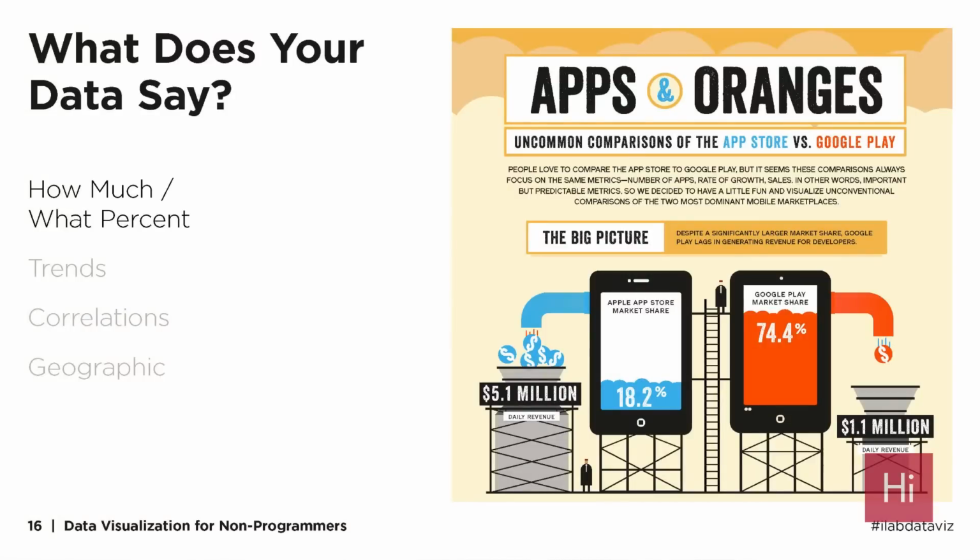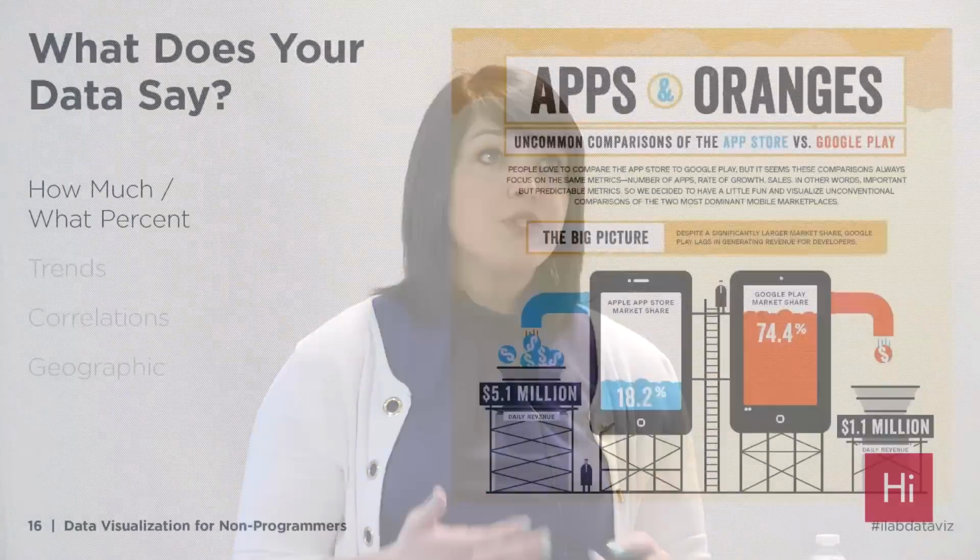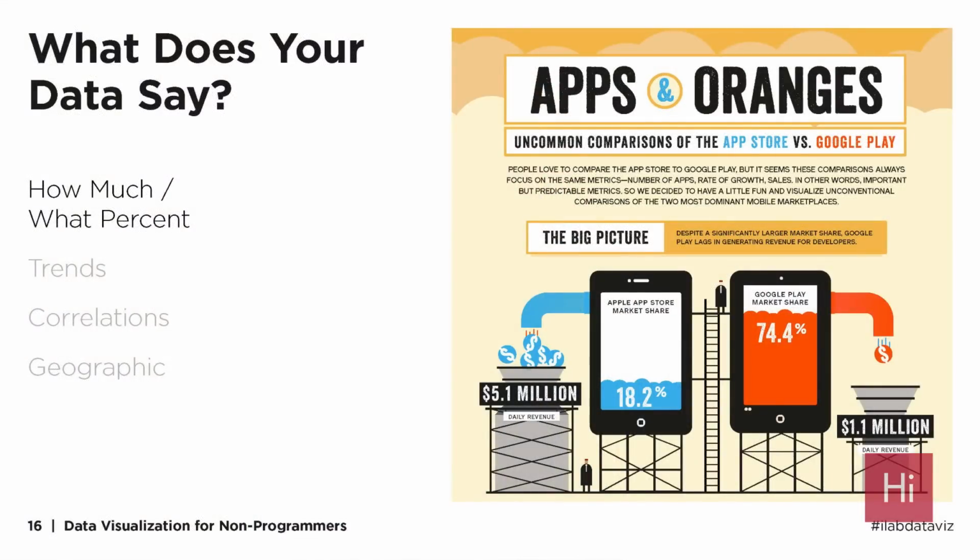So the first is: how much, what percent? We've all done this before. You've made a bar chart in Microsoft Excel or a pie chart, any of those charts that Bill was talking about earlier. We've all made them. They're pretty straightforward. The way that we can make them more interesting, though, is by creative copy and design. So this is an infographic we made with a brand called Convey, which is a backend as a service provider. They're based here in Boston.